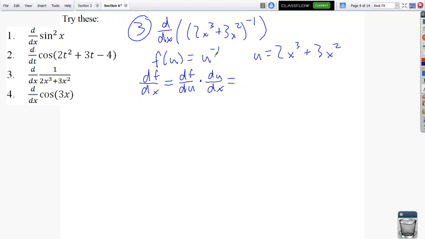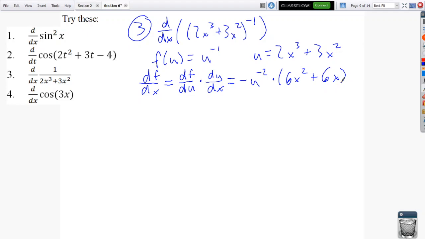Derivative of u to the negative first, well, I drop the negative 1 down. Negative u, negative 1 minus 1 gives me negative 2. Negative u to the negative second times derivative over here. Derivative of 2x cubed, okay, 6x squared plus derivative of 3x squared. I guess that's just 6x to the first, right?